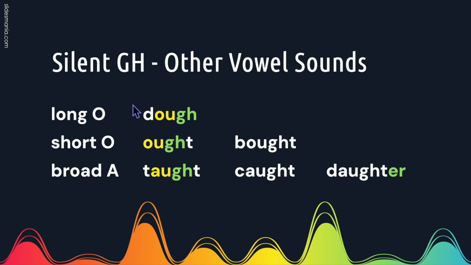There are other vowel sounds that can be used with a silent GH. In this word, we have a long O sound, so this word is dough. We can also have a short O sound, like in ought and bought. We can have a broad A sound of "ah": taught, caught, daughter.